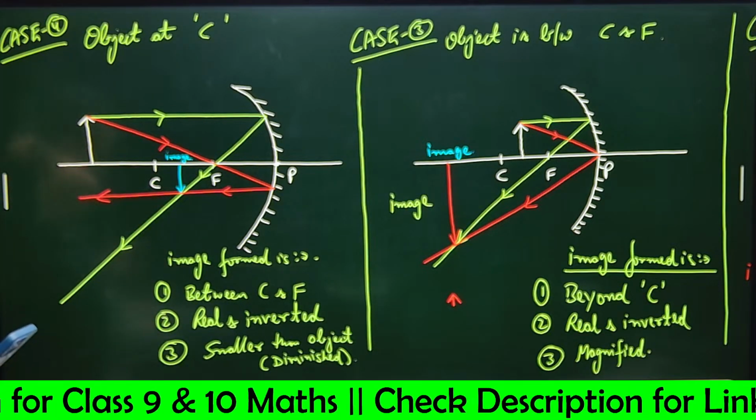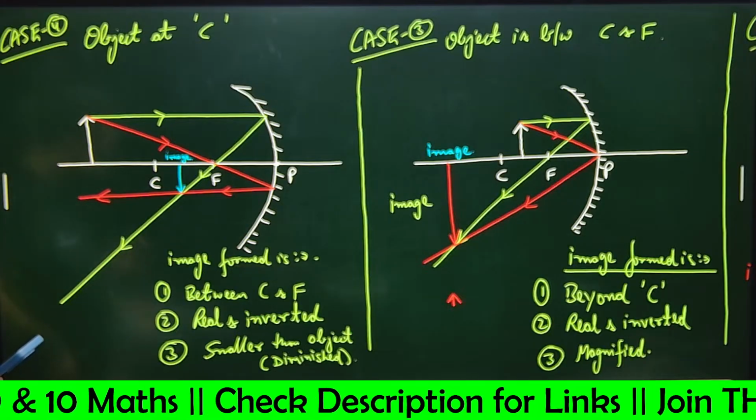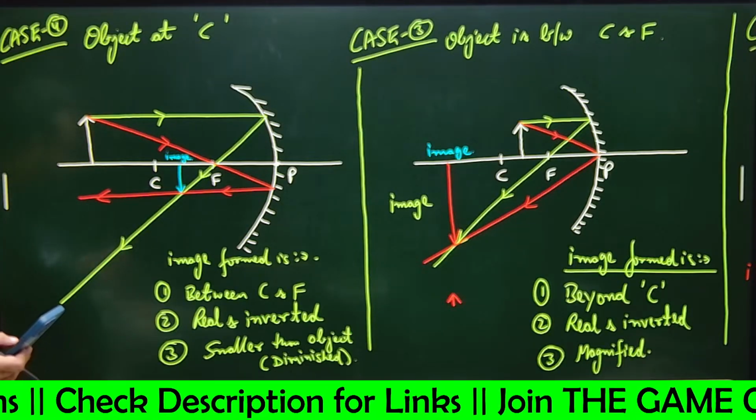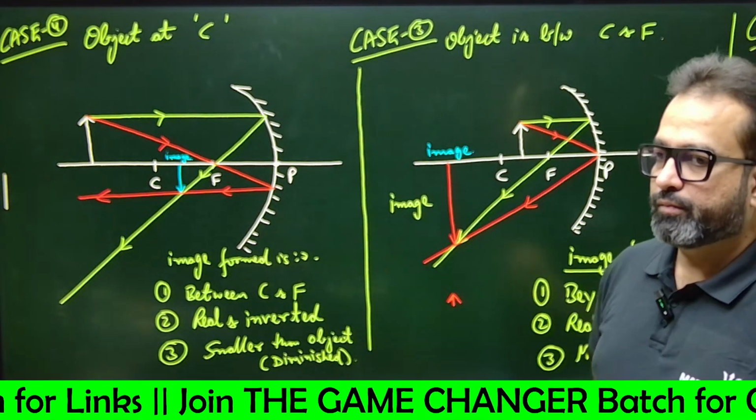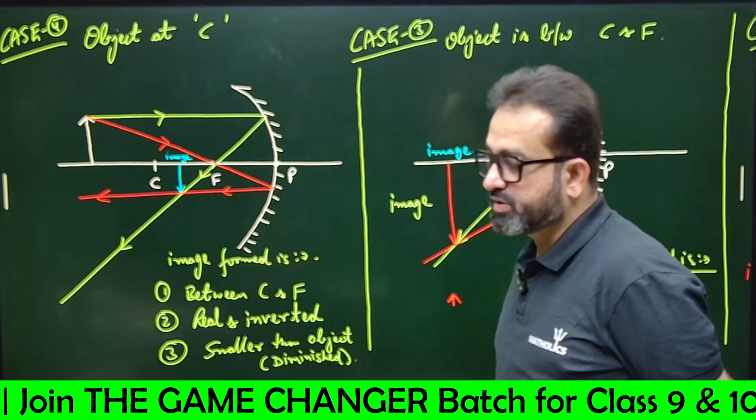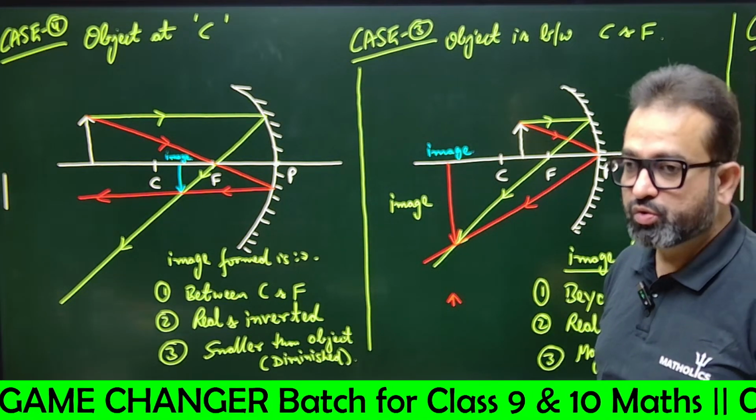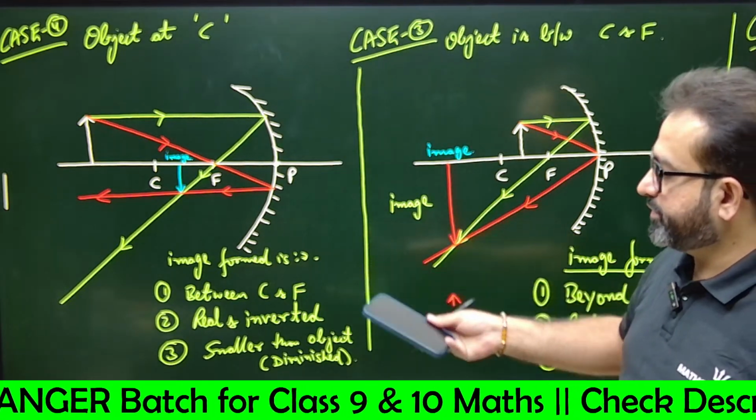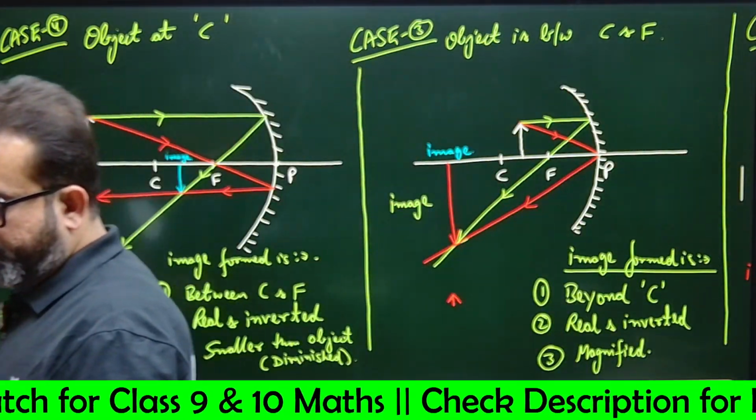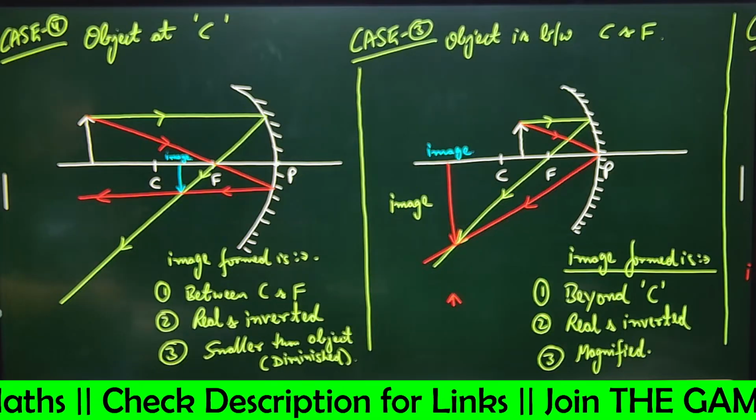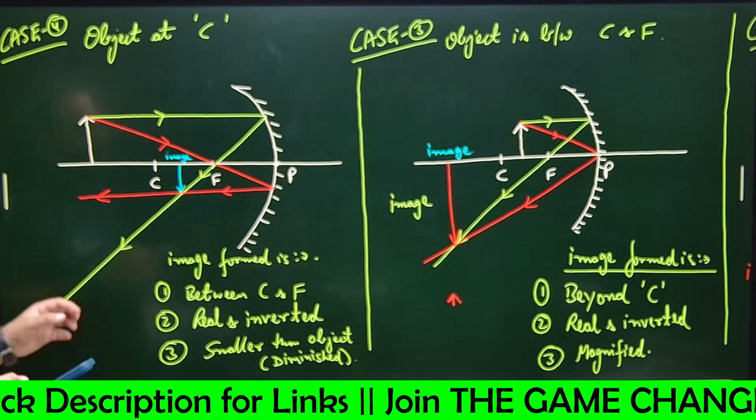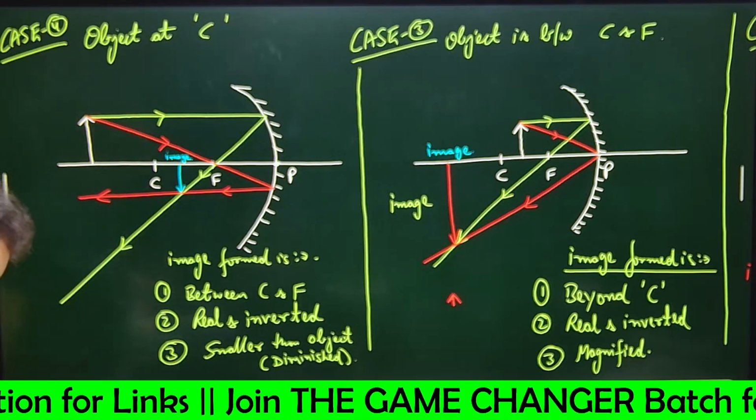Okay. Copy this. Sorted. Copy this. So this is case number 4. Two remaining cases we'll be doing. Copy this. Yes, it is smaller. It is not larger. Smaller image means diminished.